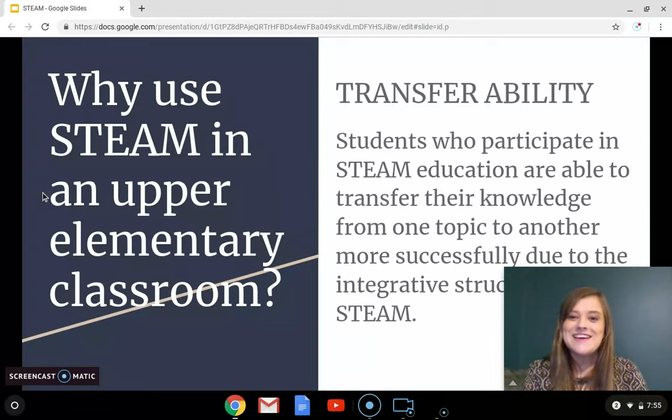So transferability. Students who participate in STEAM education are able to transfer their knowledge from one topic to another more successfully due to the integrative structure of STEAM. In STEAM, you're using science, technology, engineering, arts, and math simultaneously. You're using them all at the same time. So if you have a math formula that you might need to use when engineering or building something, you're more likely to just know that you need to use that math formula instead of being like, well, this is building, this is not math. Students are able to transfer their knowledge much easier.